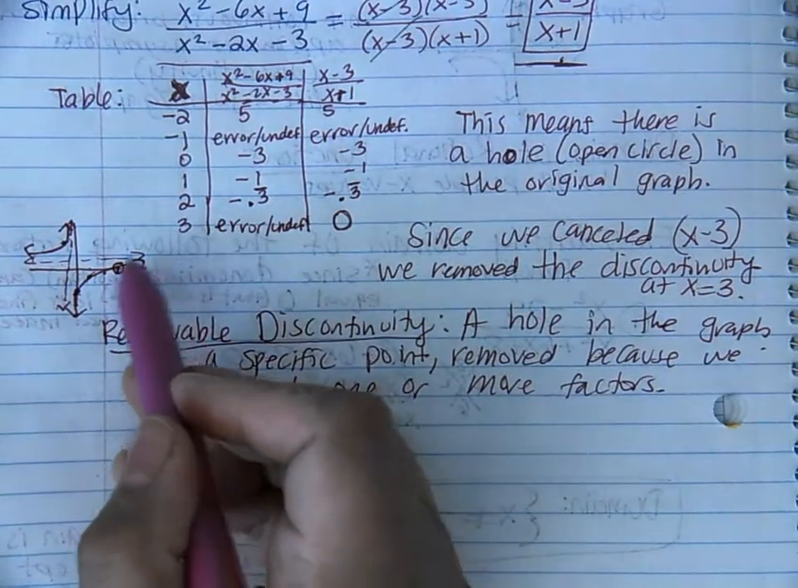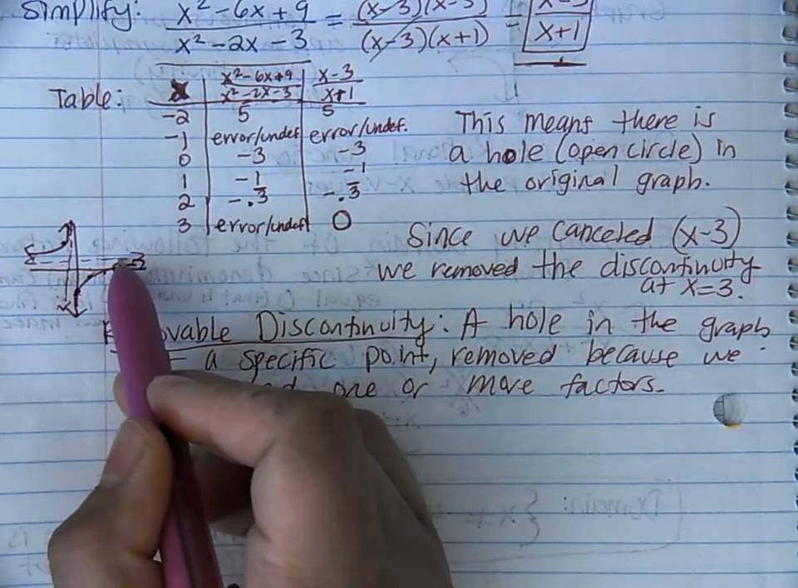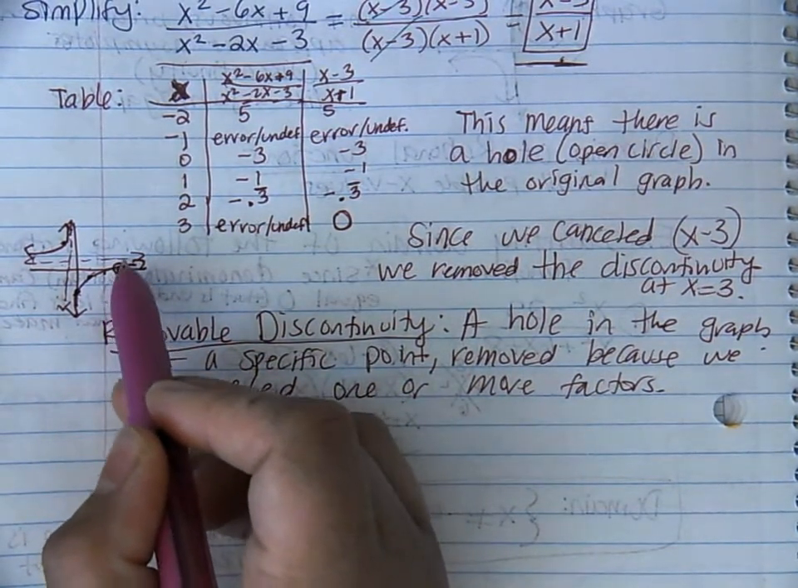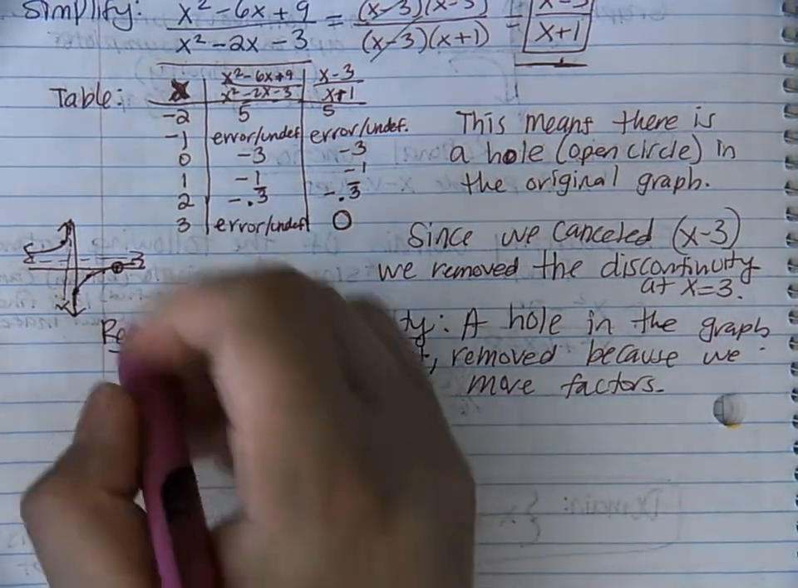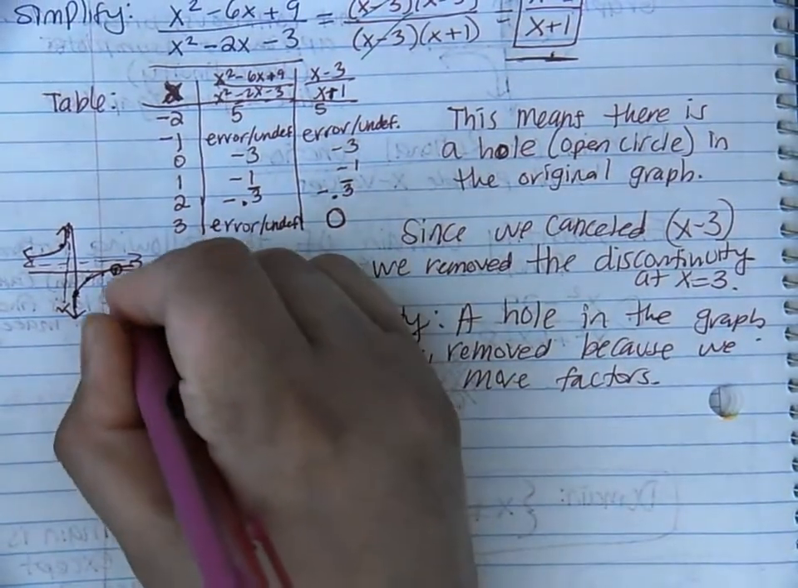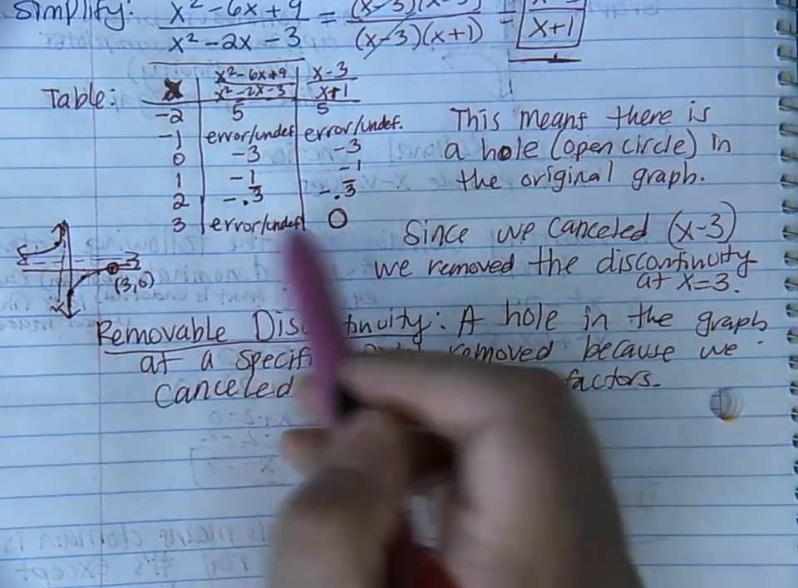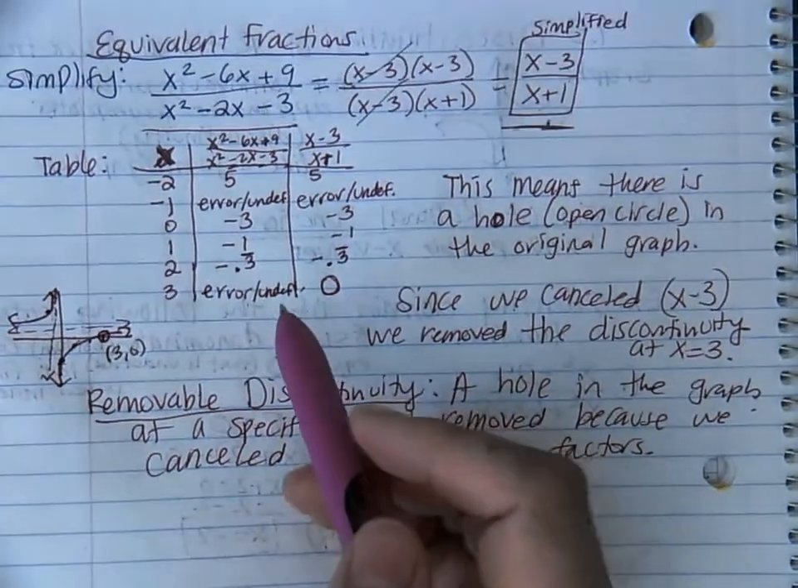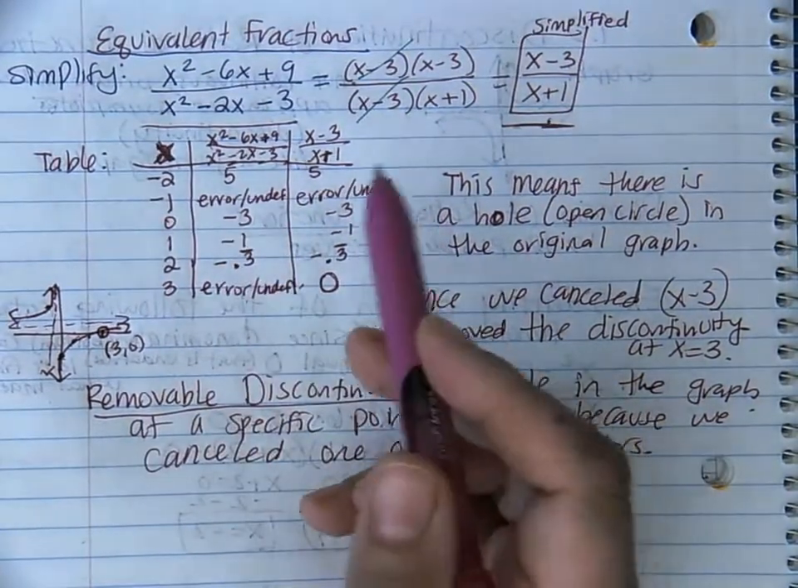Okay, so it's kind of like this curve, but there's an open circle that's like a hole basically sitting at (3, 0). That point is (3, 0). Now the reason it's (3, 0), we of course got that from the table, but here's what we could have done if we didn't have a graphing calculator handy.